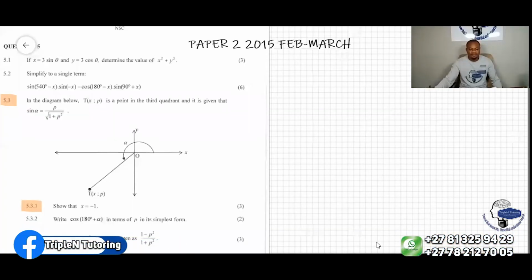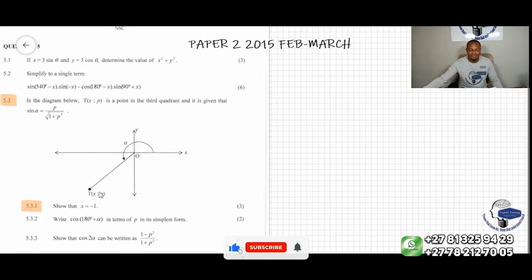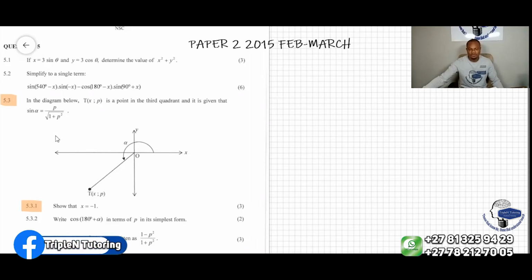Well, we have question 5.3 here that says in the diagram below, T is a point in the third quadrant. We can see the point T here in the third quadrant. That's the first quadrant, second, third, and that's fourth. So the third quadrant is here where T is. And it is given that sin of alpha is equal to P over square root of 1 plus P squared.